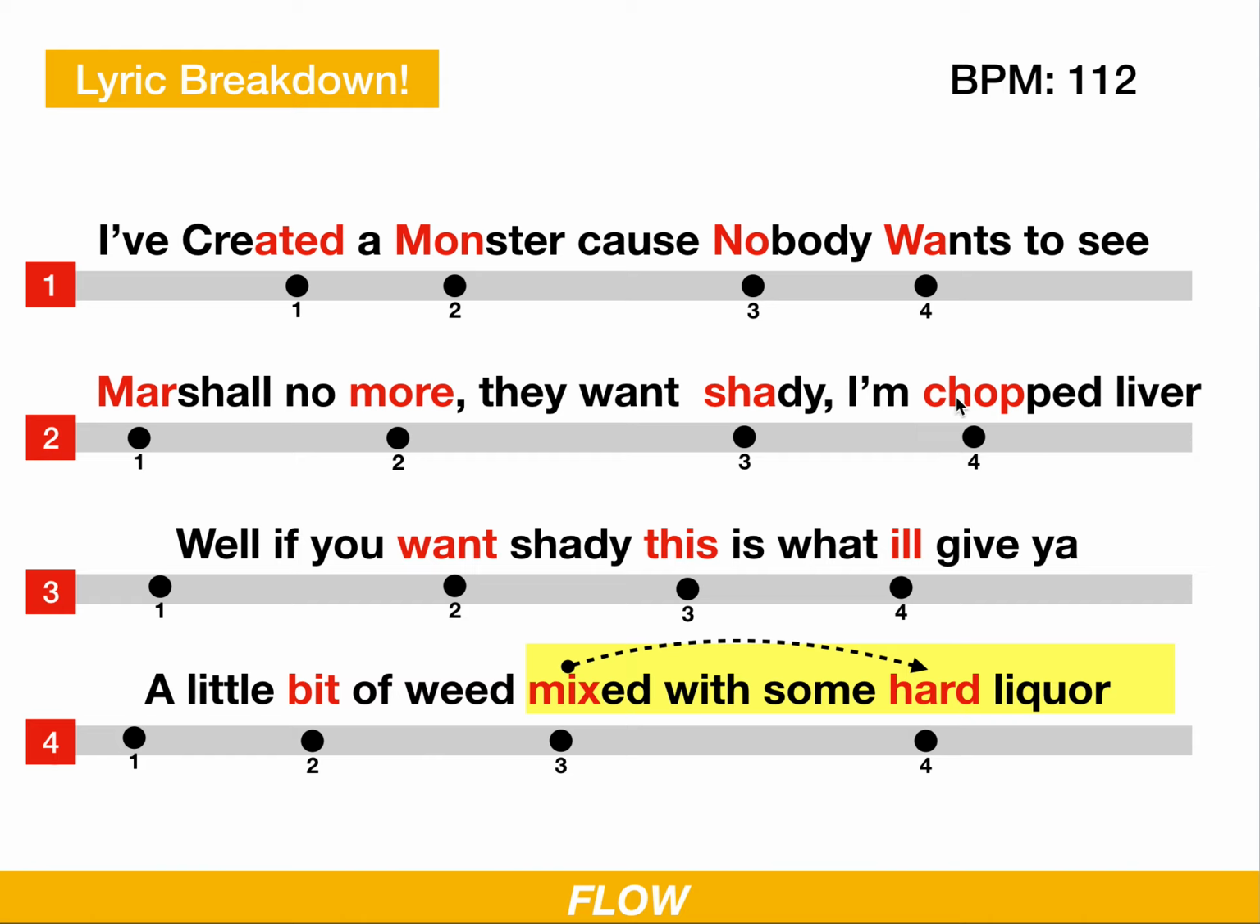So you can attach your own beats, attach your own rhymes to these beats in the same way. And you got a little bit of weed mixed with some hard liquor. So here's beat and mix and this. So 3, 3, and see how these are rhyming. These rhyme. And this is a very complicated way of rhyming.